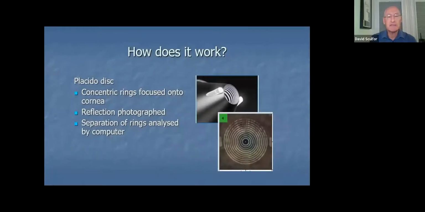An alternative to that, and one which has been around for a long time now, is what we call a Placido disc, and this one's been around for well over 100 years. In the Placido disc, you have concentric rings focused onto the cornea. The reflection of those rings is then photographed, and the separation of the rings is analysed by a computer. So the top picture there, you can see the T-cone, which is the corneal topography fitment that goes onto the Lenstar. And the bottom one is the image that projects, and it's very effective.